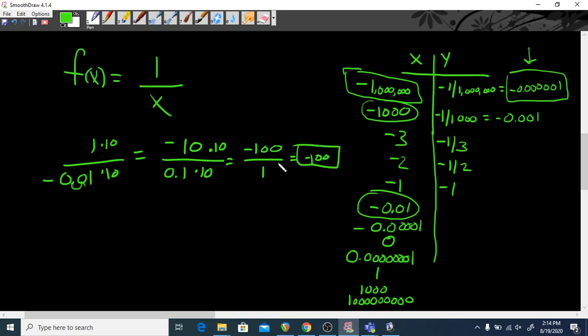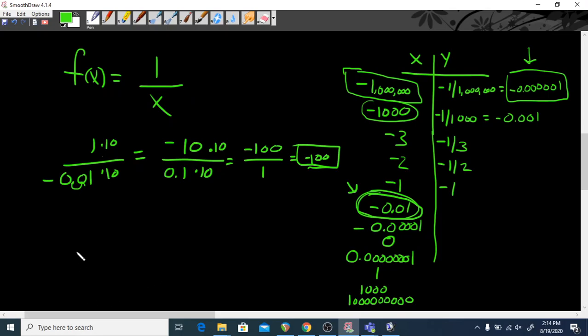So look at what happened. I divided by a tiny number, and I got back a huge number. In other words, 0.01 is way, way smaller than 100. If I divide by 0.01, then I'm going to get a large number in return.